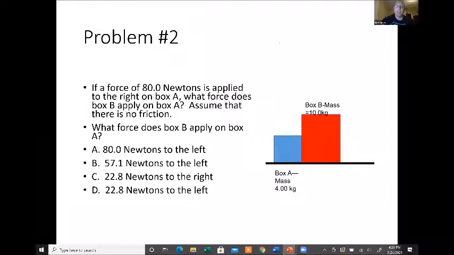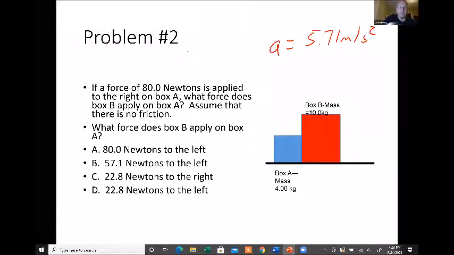So remember that we found the acceleration of the whole system to be 5.71 meters per second squared. That's the acceleration of the whole thing. It's also the acceleration of each box, A and B. We want to know what force B applies on A. Well, first of all, I want to figure out what force A applies on B, because box A pushing on box B applies the net force acting on that box. Let's draw a free body diagram.